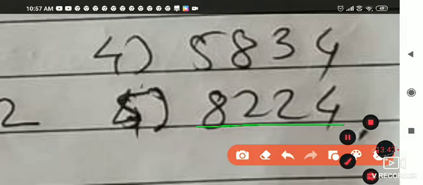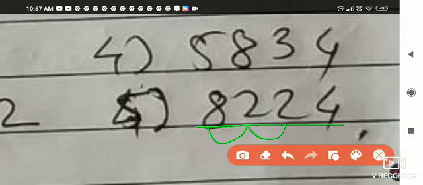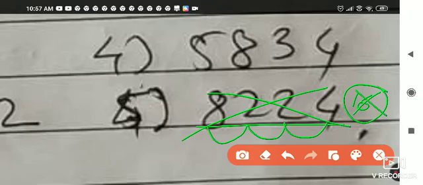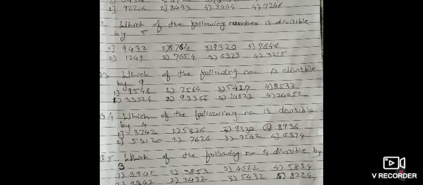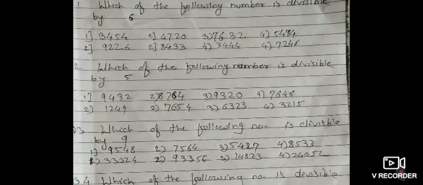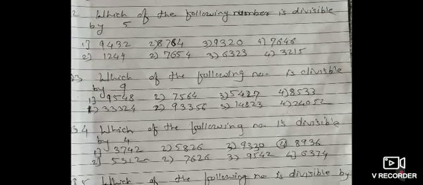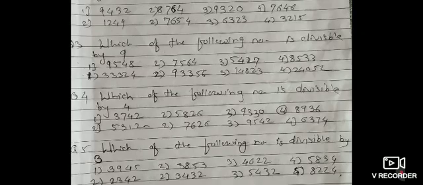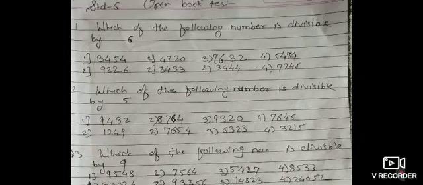And at last, 8224. 8 plus 2 is 10. 10 plus 2 is 12, and 12 plus 4 is 16, and 16 is not divisible by 3. That's why this whole number is not divisible by 3. So in this way we have to use the divisibility test of different numbers, and we have to check whether the number is divisible by a particular number or not.